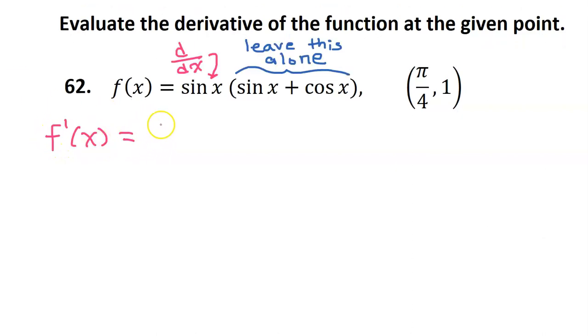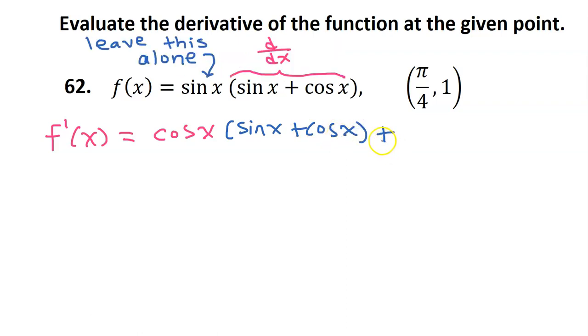To find the derivative, let's do the product rule, where the first time through we take the derivative of the first factor and leave the second factor alone. So the derivative of sine is cosine. That's just something you memorize. And for this first pass, we leave the second factor alone. So sine x plus cosine x.